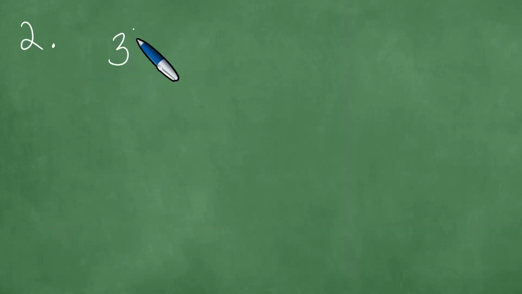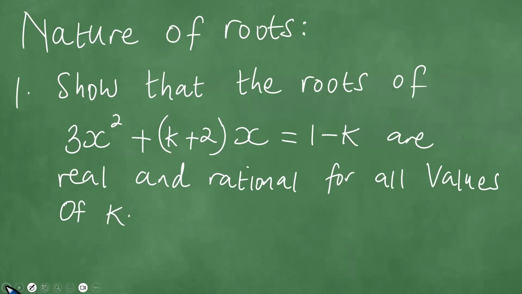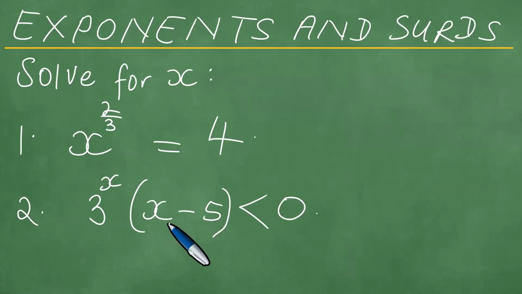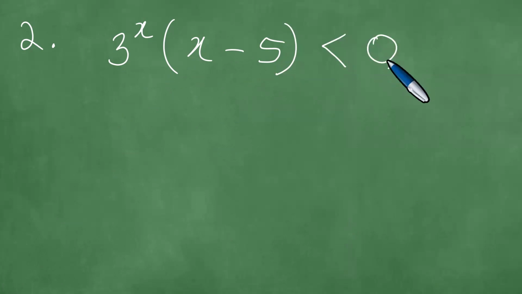3 to the power x. 3 to the power x, into x minus 5 is less than 0. 3 to the power x into x minus 5 is less than 0. Now, let's look at this one.